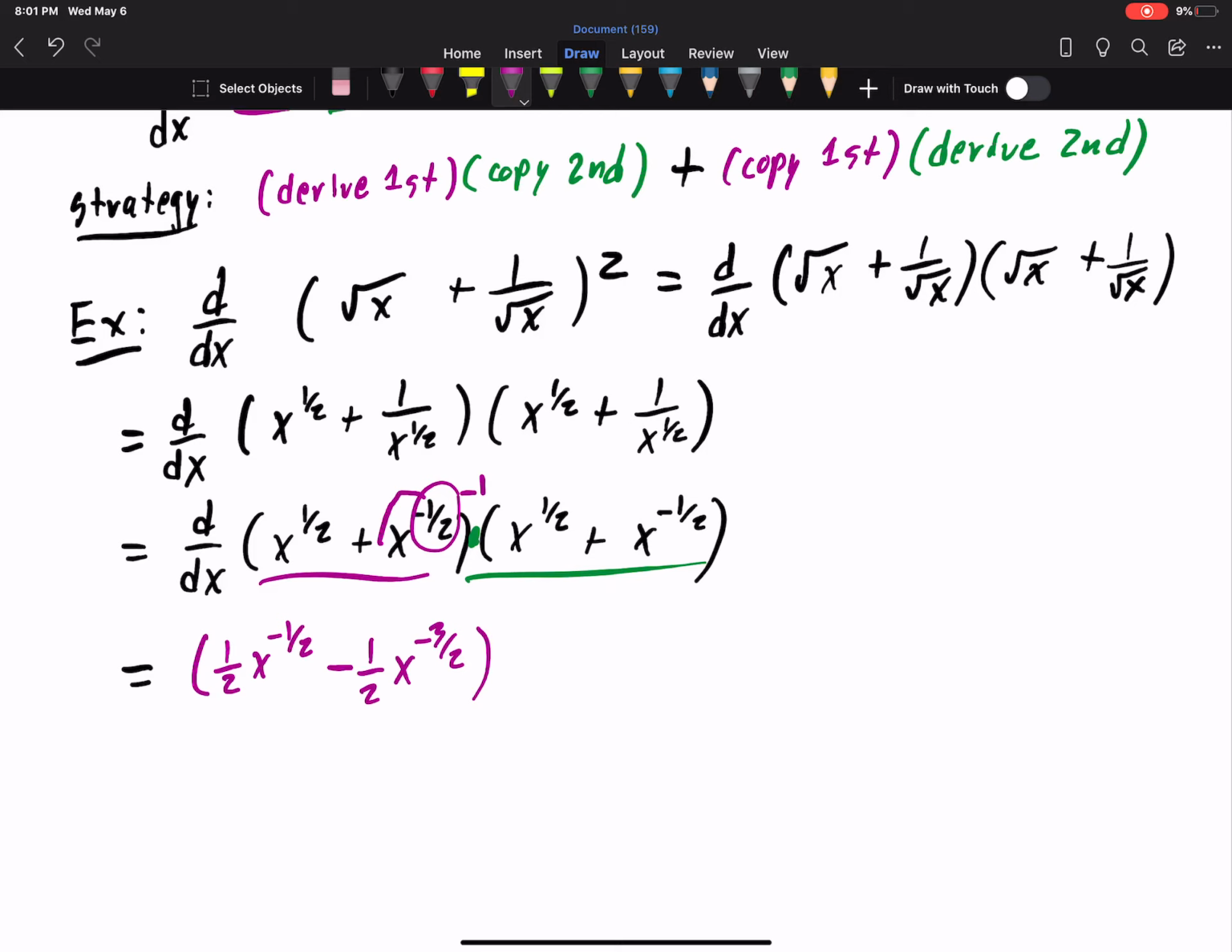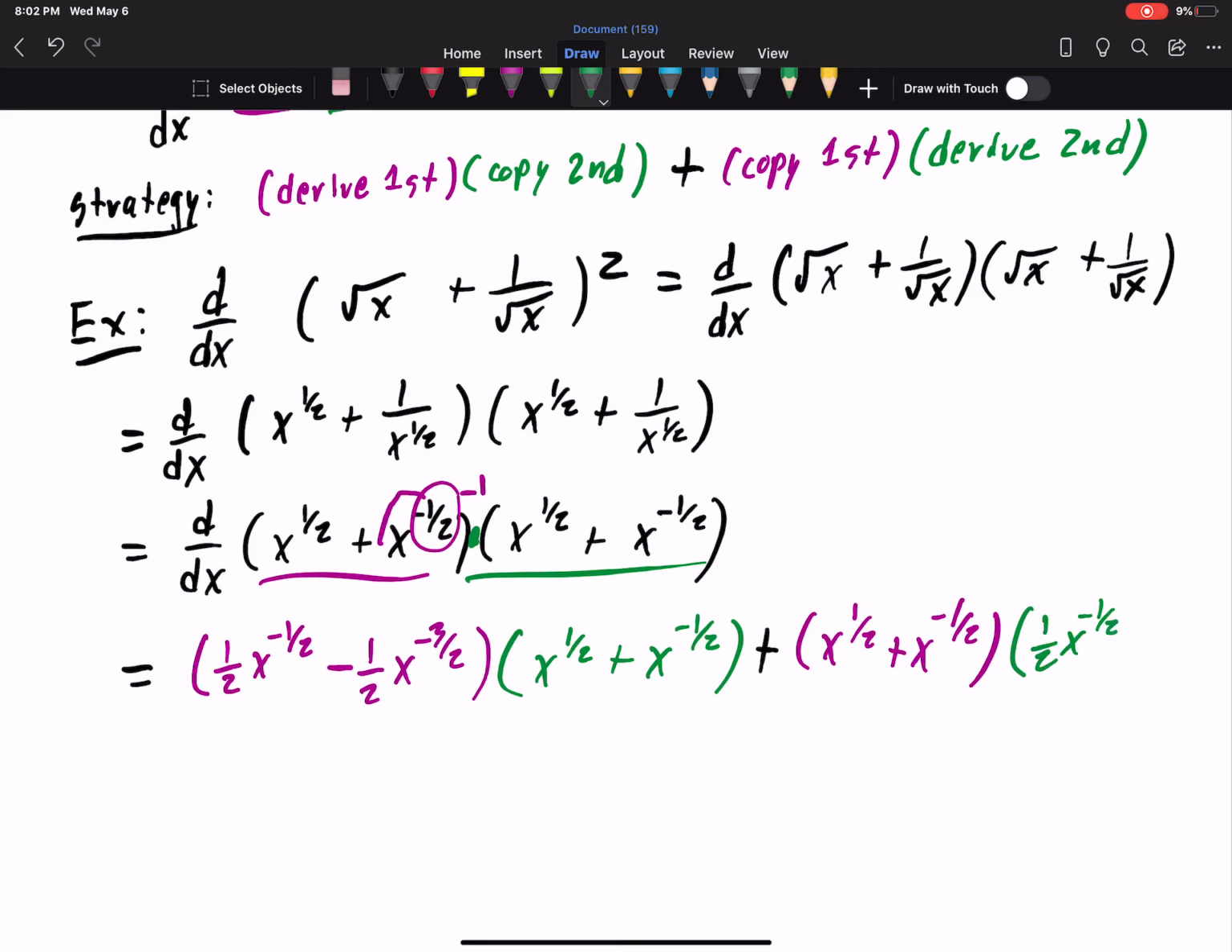Copy paste the second one, just as you see it. Then you add, copy paste the first, x to the 1/2 plus x to the minus 1/2. And then you derive the second. So this becomes 1/2 x to the minus 1/2 minus 1/2 x to the minus 3/2. And you're basically done at that point.